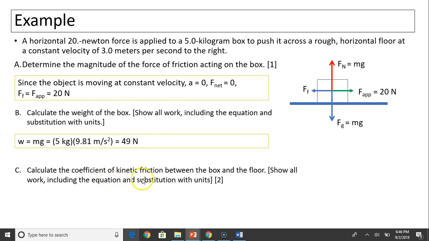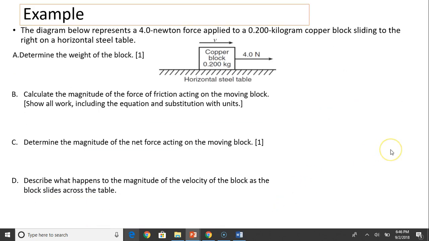C. Calculate the coefficient of kinetic friction between the box and the floor. Coefficient mu is Ff over Fn. Ff is 20 newtons from part A, Fn is from part B, so we have 0.41. Remember, mu has no unit because the newtons cancel. Mu is just a ratio of numbers.